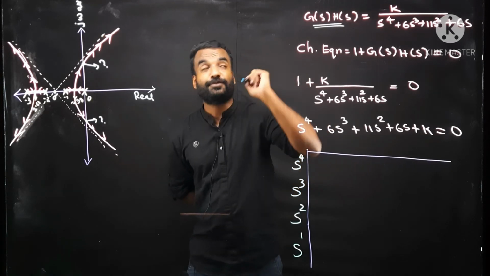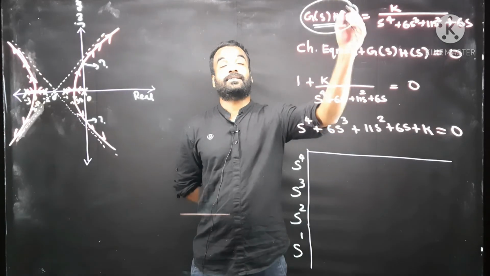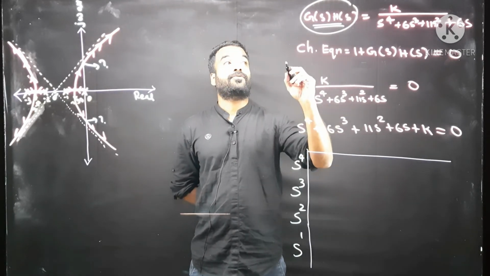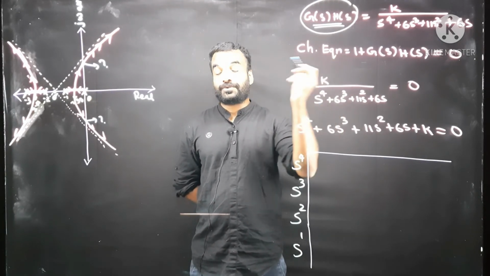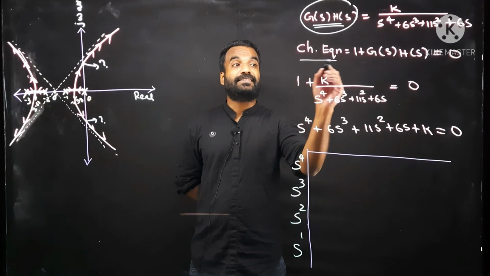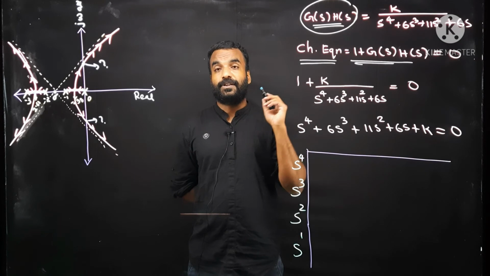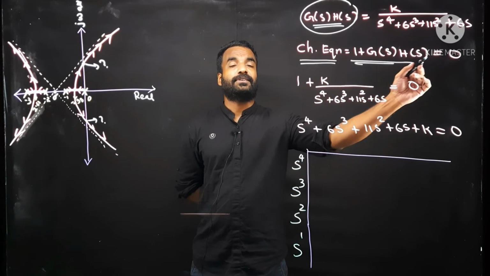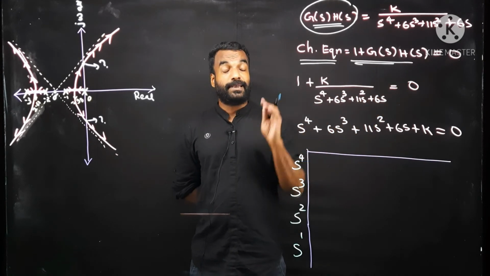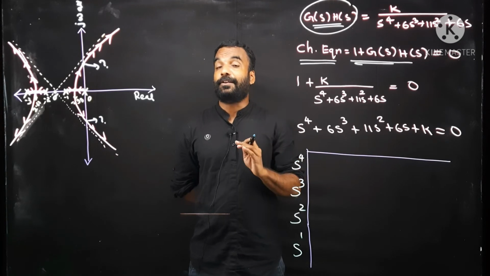But in a root locus problem, we are having G(s)H(s). So you should be very careful not to use that method. You have to use this method for finding the characteristic equation. The characteristic equation is given by 1 plus G(s)H(s) equal to 0. Please keep this in your mind.